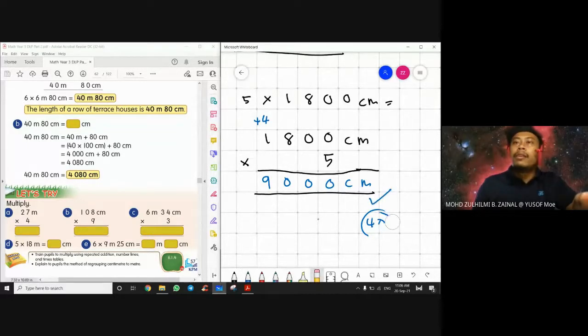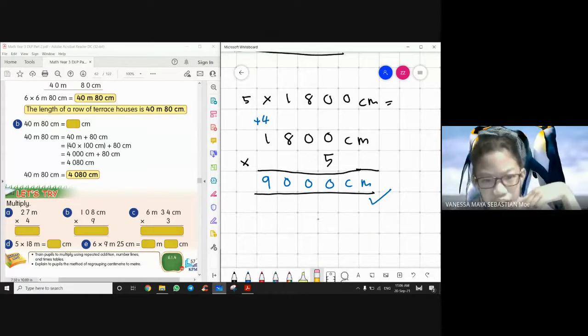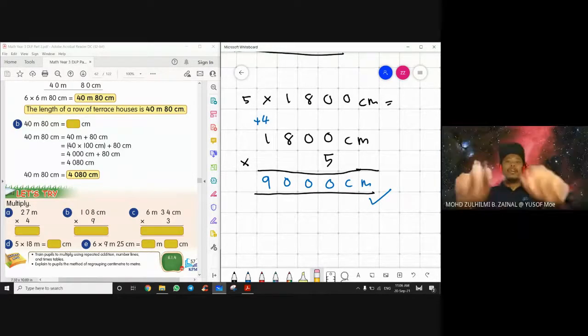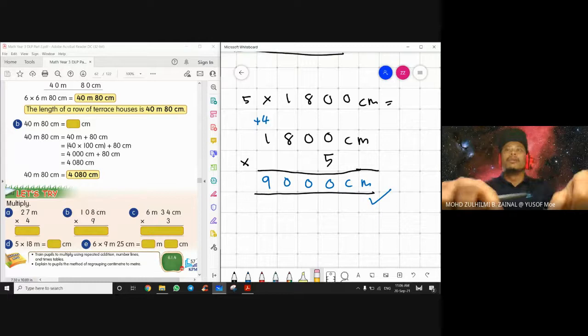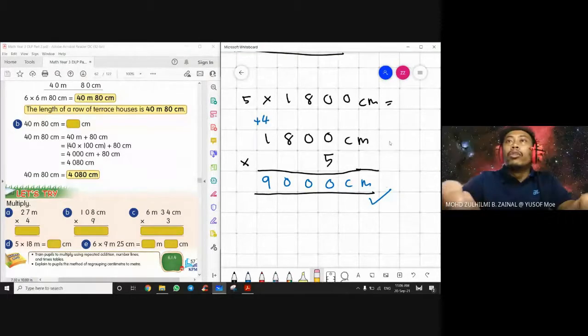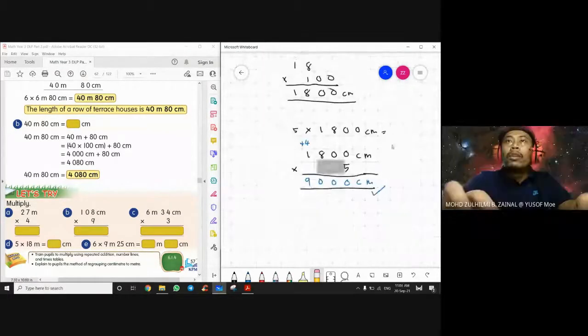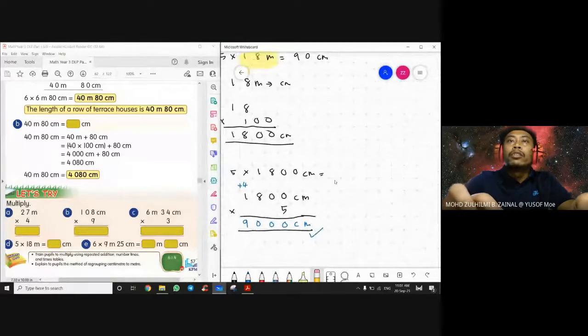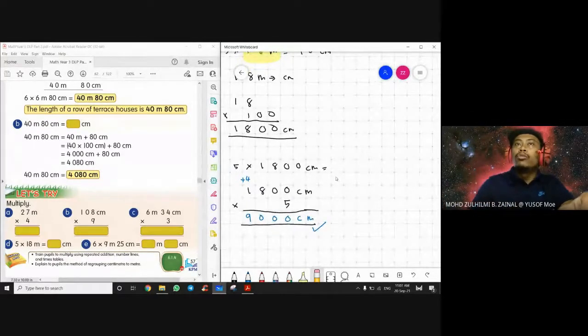Boleh faham, Vanessa? Understand? Okay. So you just change the unit. Copy down tak apa. Okay, you change the unit dulu, 9,000. Ataupun if you don't want to change the unit first, you can also just continue dulu, darab 18 tu, kamu darabkan dulu 18 meters times 5. Boleh juga.